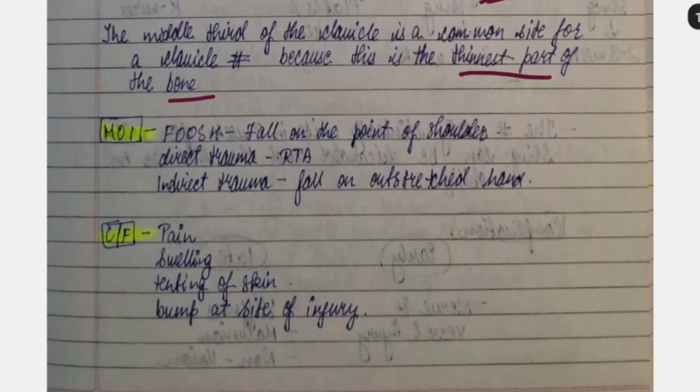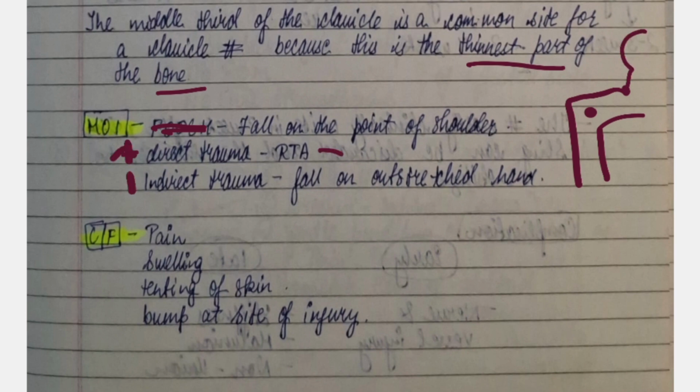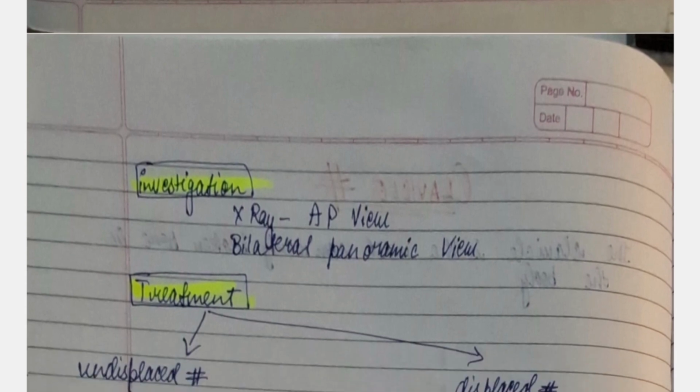Now let's see the mechanism of action. Fall on the point of shoulder, that is, an individual falls directly on the point of shoulder, then direct trauma due to road traffic accident, then indirect trauma due to fall on outstretched hand. Now let's see the clinical features. Clinical features are pain, swelling, tenting of skin, and a bump at the site of injury. Investigation: X-ray should be done in anterior posterior view and bilateral panoramic view.